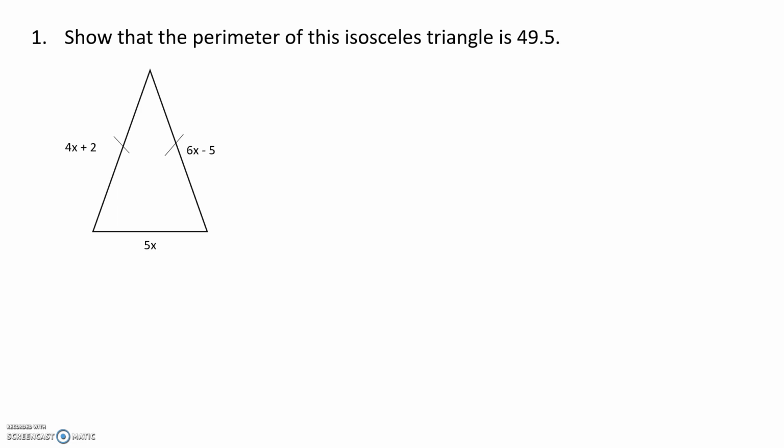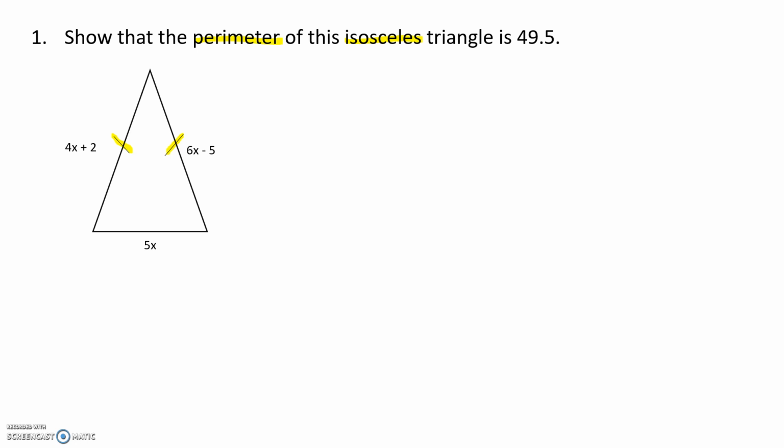Okay, so show that the perimeter of this isosceles triangle is 49.5. And just to reinforce that it's an isosceles triangle, we've got these two lines here, just reminding us that those two sides are the same length. Okay, so that's going to be key to getting started, I think.